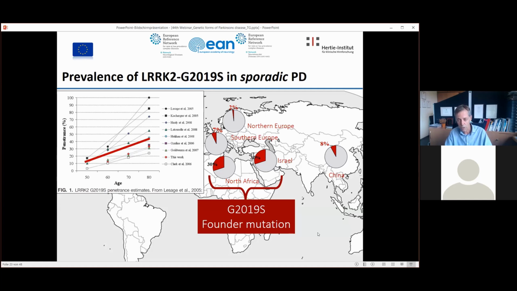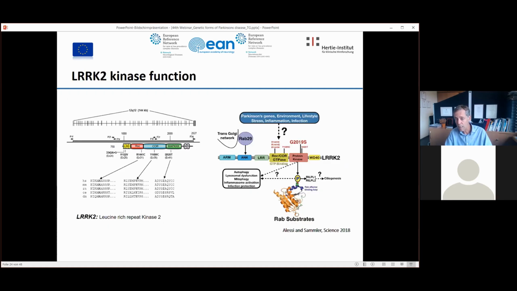So that's a peculiarity of this G2019S mutation. What does the LRRK2 gene do? It's a very large gene. It was discovered in 2004, but the function was unknown for a very long time.